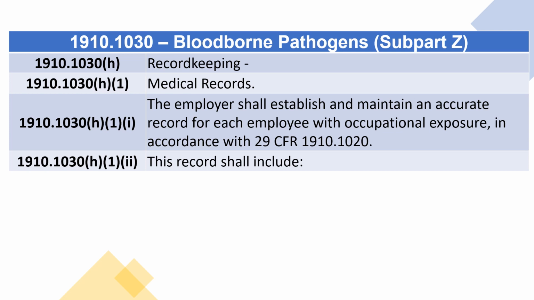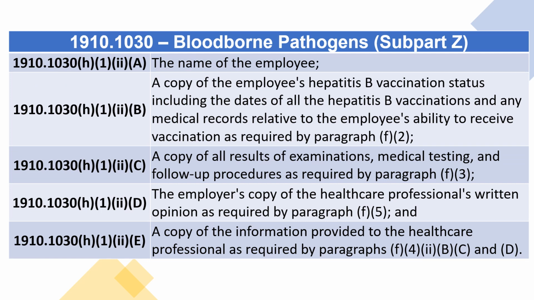1910.1030 H.1.2. This record shall include, 1910.1030 H.1.2.A through E: The name of the employee. A copy of the employee's hepatitis B vaccination status, including the dates of all the hepatitis B vaccinations and any medical records relative to the employee's ability to receive vaccination as required by paragraph F2. A copy of all results of examinations, medical testing, and follow-up procedures as required by paragraph F3. The employer's copy of the healthcare professional's written opinion as required by paragraph F5. And a copy of the information provided to the healthcare professional as required by paragraphs F4.2.B, C, and D.